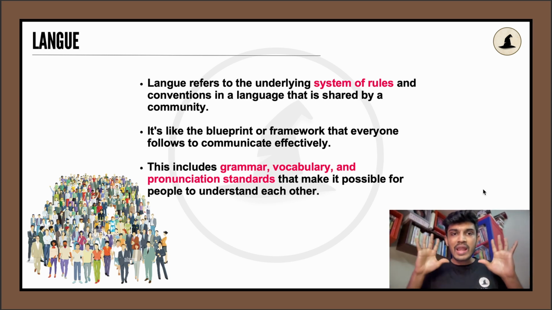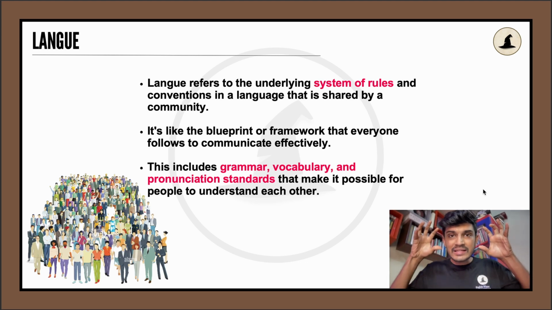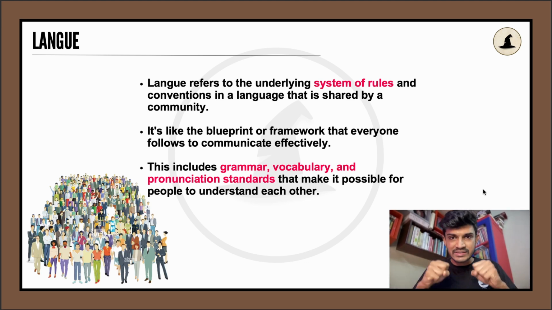So Langue refers, this is Langue. Langue refers to the underlying system of rules and the conventions in a language that is shared by a community. Now, all of us belong to the community of English speakers, and all of us share this particular set of rules. All of us share the same laws that govern this language. So this is what Langue is, the system of rules and conventions in a language that is shared by a community.